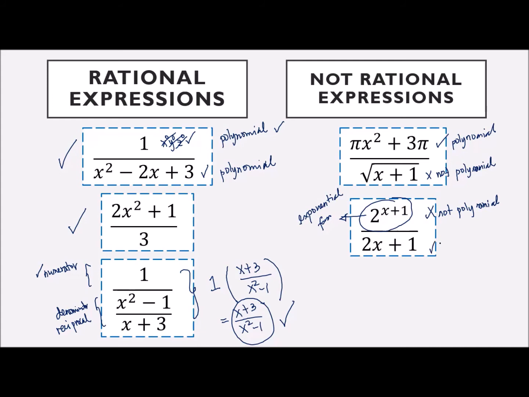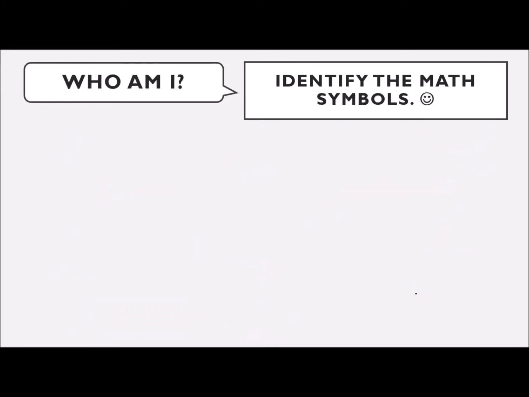And the denominator, this one is a polynomial. So it violates our definition. Kaya itong mga to, itong dalawang to, is not a rational expression. Okay, I hope that's clear.